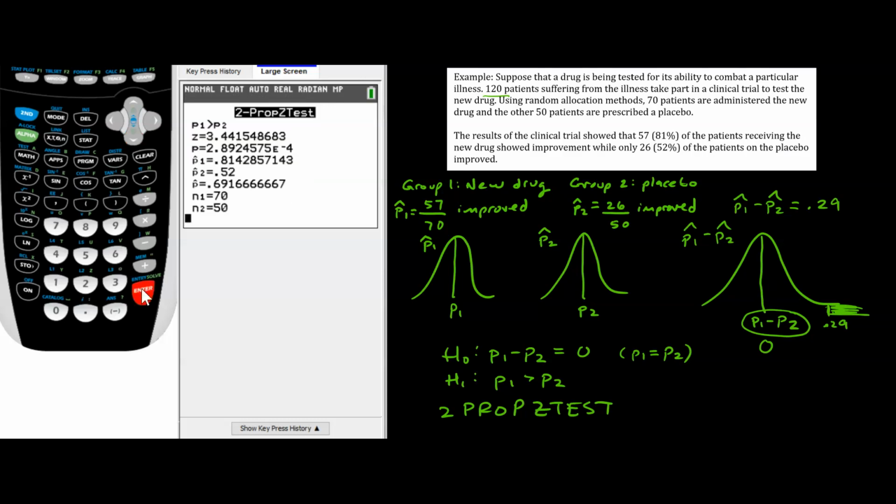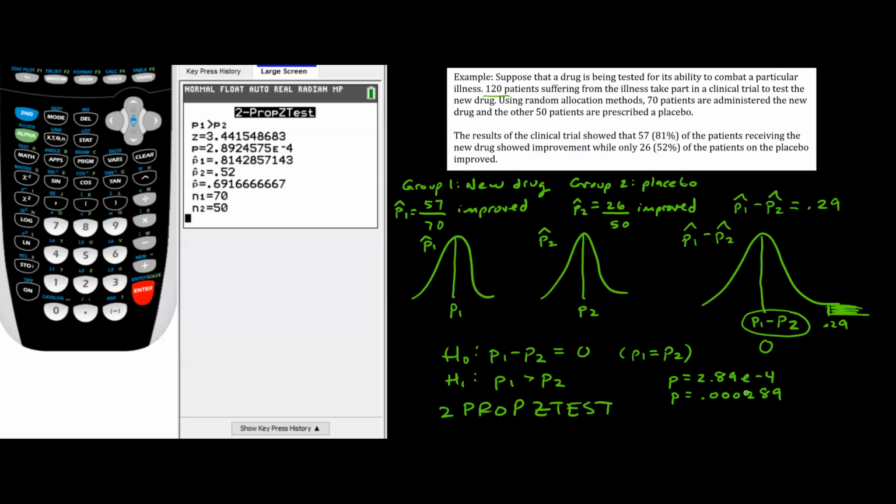We calculate and we get a p-value of 2.89, e minus 4 at the end of that. So that's in exponential form, and we need to actually move this decimal place 4 places to the left. And so our p-value is going to be 0.000289. And so that is a very low p-value.